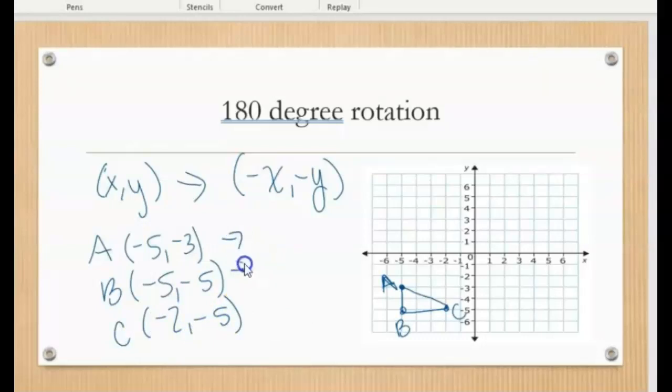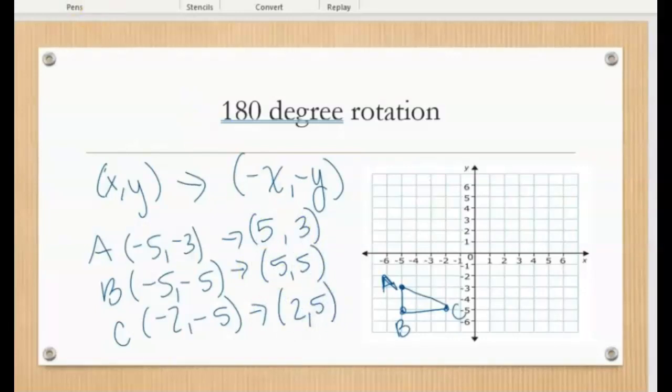So let's find the image and just make these coordinate points the opposite sign. So this negative means to make it opposite. So instead of -5, we're going to have 5 and 3. 5 and 5, 2 and 5. So let's plot the new points. 5, 3 is A prime. 5, 5 is B prime. And 2, 5 is C prime. See, I could definitely not do this visually. Some people can, though. I admire them.